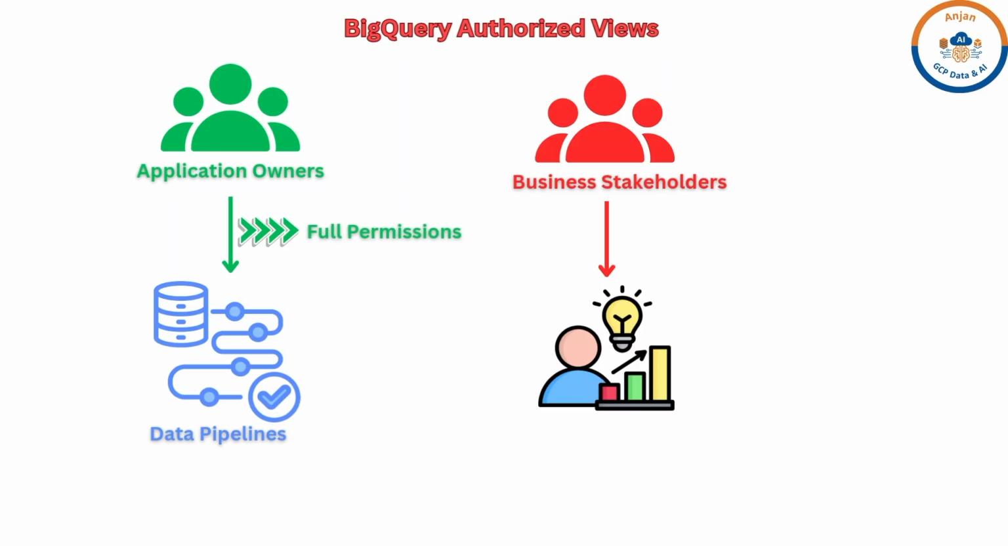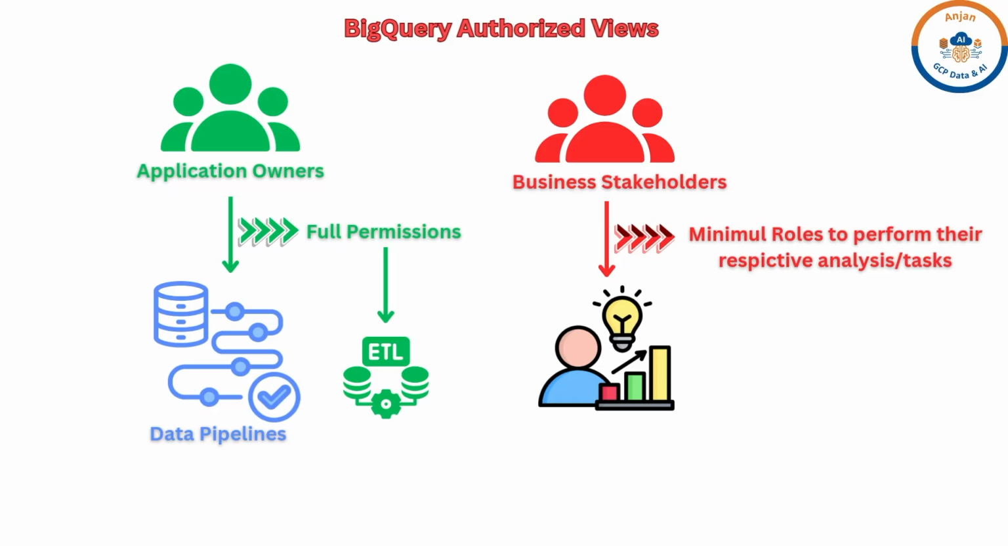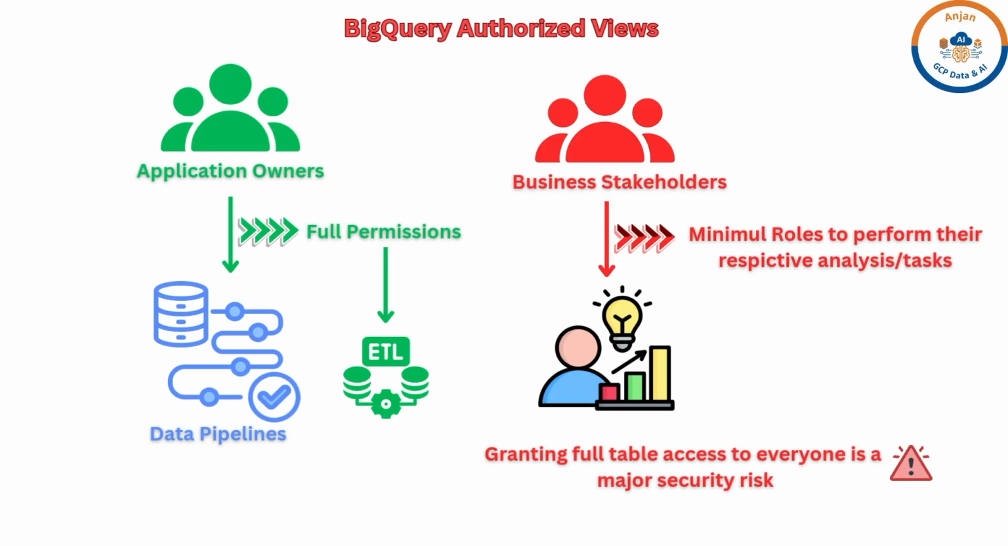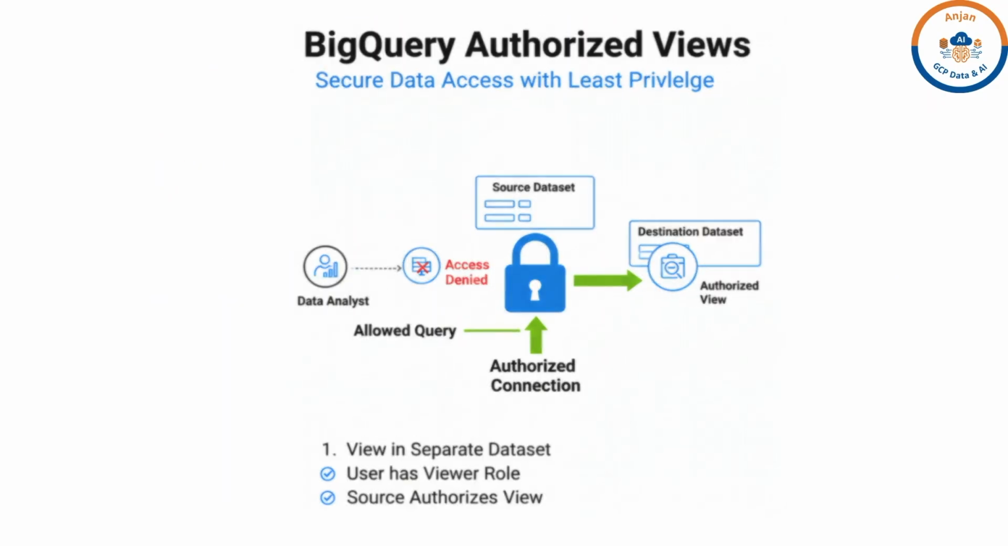Your application team needs broader permissions to extract, transform, and load, our ETL. But the business users should only ever see the data they need to perform their role. Granting full table access to everyone is a major security risk. The solution lies in providing the least privilege access. We need a robust mechanism to restrict data visibility without complex IAM permission. That mechanism is the BigQuery authorized view.